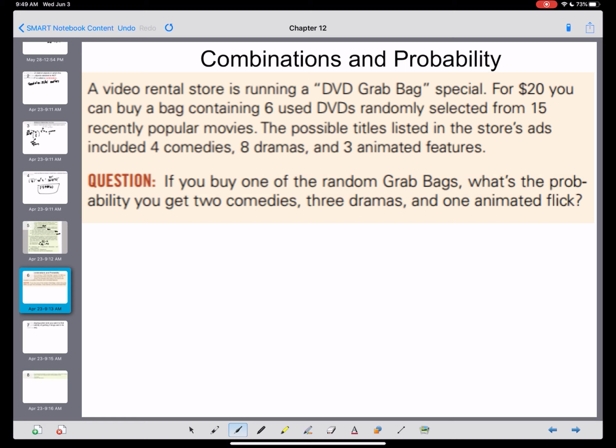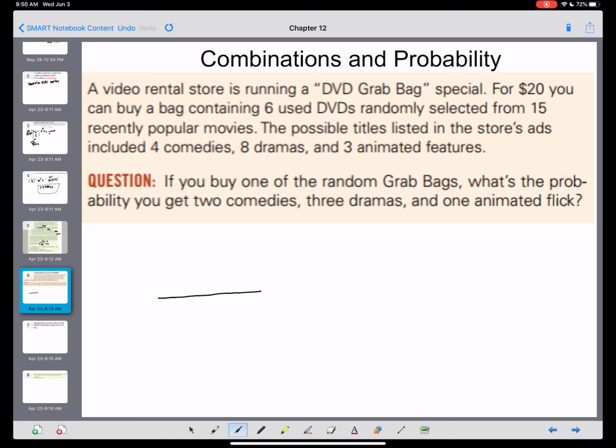A rental store is running DVD grab bags. For $20, you can grab a bag containing 6 used DVDs randomly from 15 popular movies. The possible titles in the store ads include 4 comedies, 8 dramas, and 3 animated. If you buy one of the random goodie bags, what's the probability you get 2 comedies, 3 dramas, and 1 animated flick?